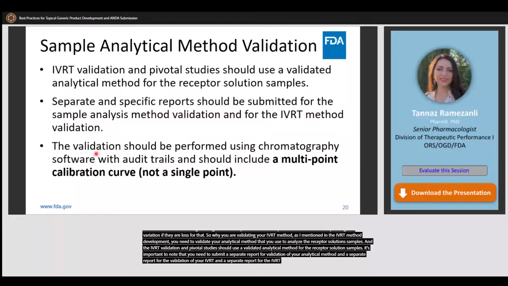And please note that the validation of the analytical method should be performed using chromatography software with audit trails and should include a multi-point calibration curve. So it may not be acceptable to use a single point calibration for validating the analytical method for the IVRT.